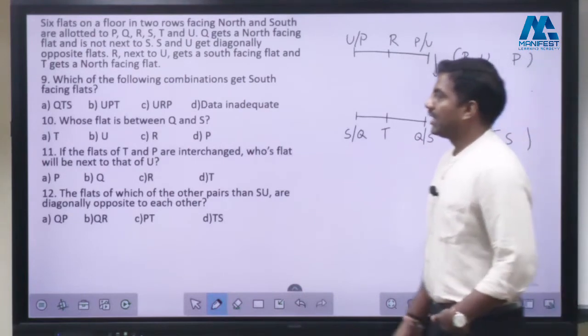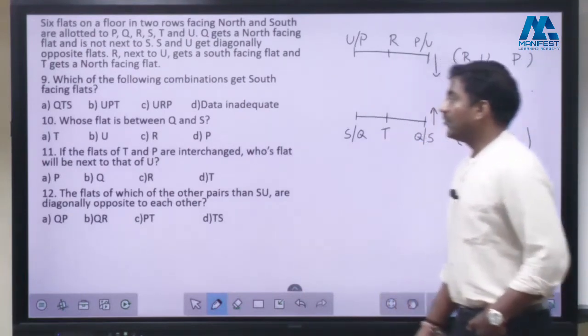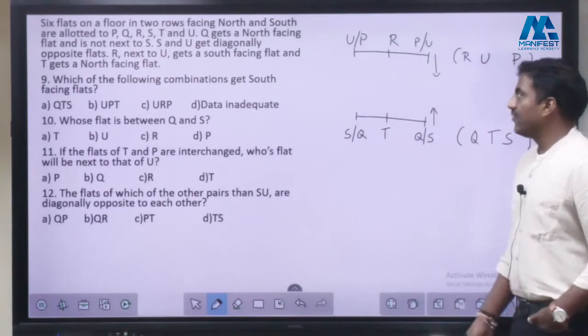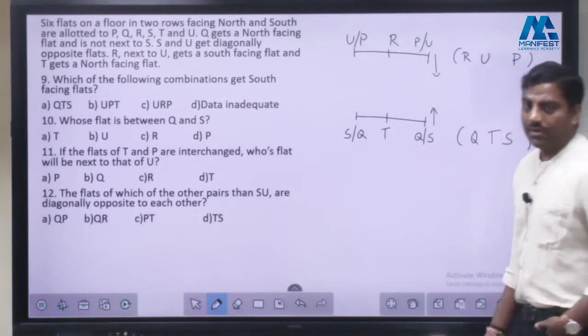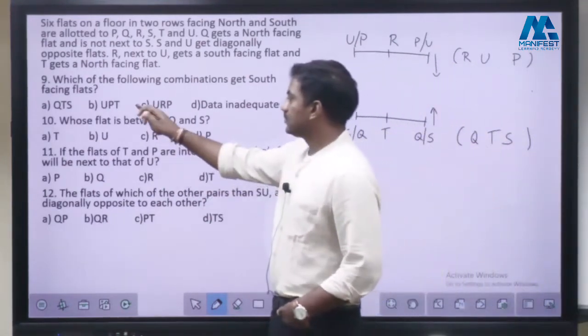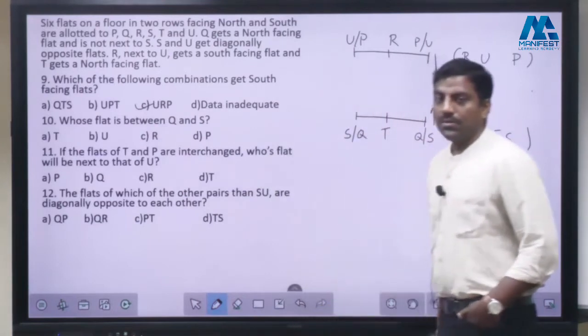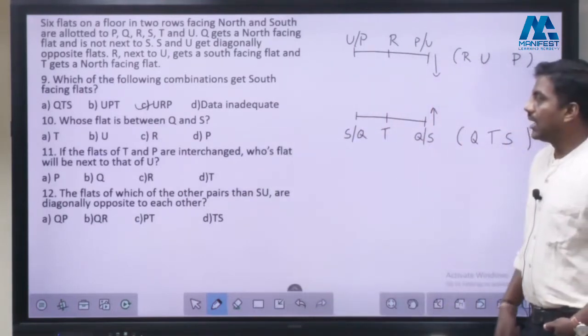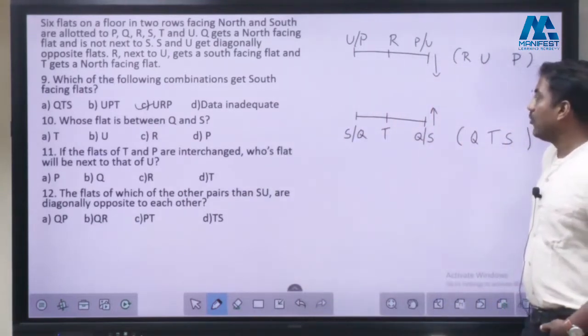Okay. Let us look at the question. Which of the following combinations get south-facing flats? URP? Yes or no? Yeah. Whose flat is between Q and S?